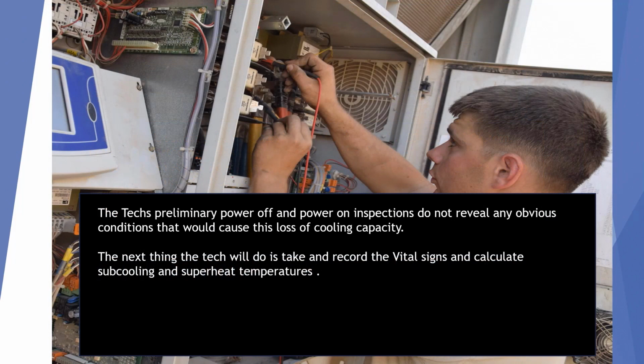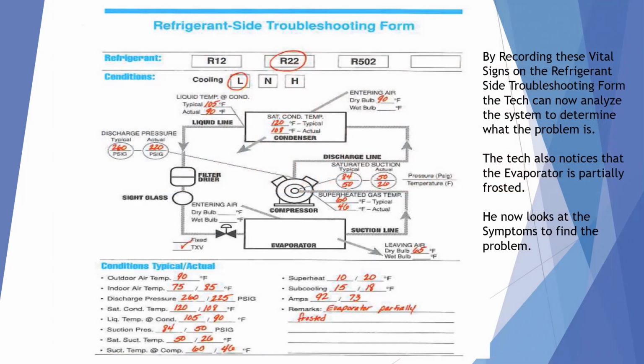The tech's preliminary power off and power on inspections do not reveal any obvious conditions that would cause this loss of cooling capacity. The next thing the tech will do is take and record the vital signs and calculate subcooling and superheat temperatures. By recording these vital signs on the refrigerant side troubleshooting form, the tech can now analyze the system to determine what the problem is.